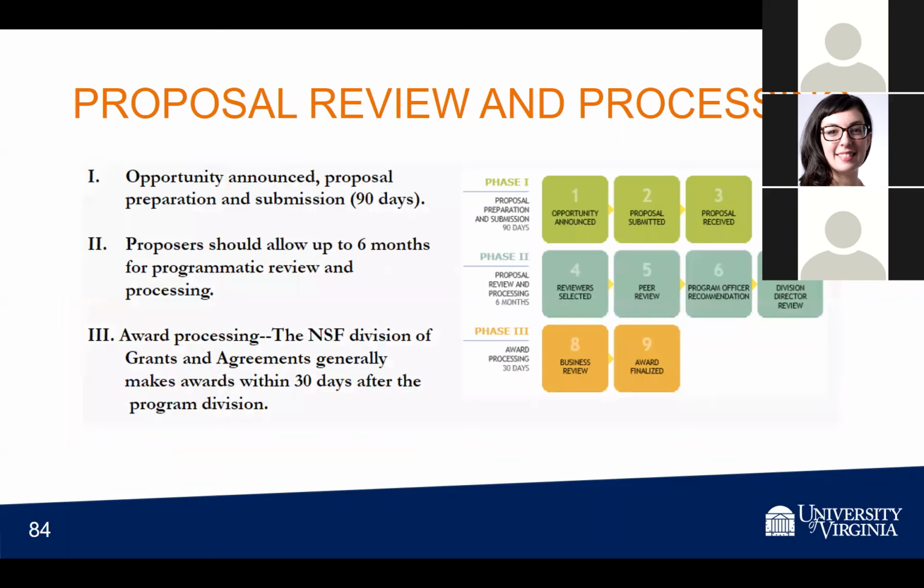The proposal review and processing for NSF, you can see it's broken out here, the different phases. So the opportunity is announced, then proposal preparation and submission. There's 90 days from the opportunity to the due date typically. Proposers should allow up to 6 months for programmatic review and processing. So there's reviewer selection, peer review, program officer recommendation, division director review, and then award processing. The Division of Grants and Agreements usually takes about 30 days after the program division has recommended something for funding to do the final business review and then the award being finalized.